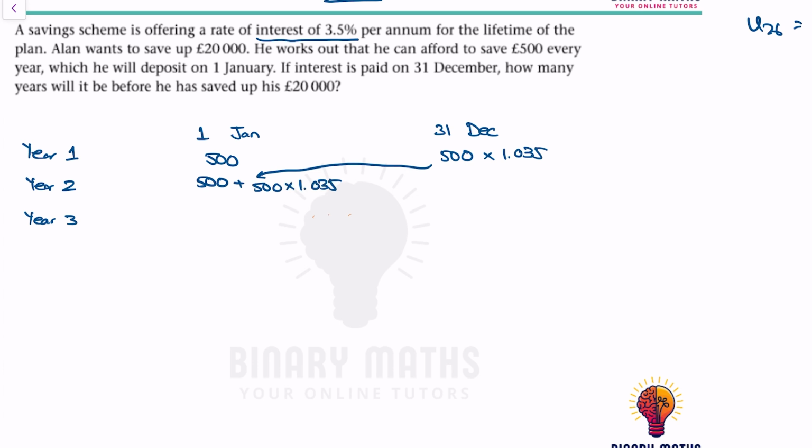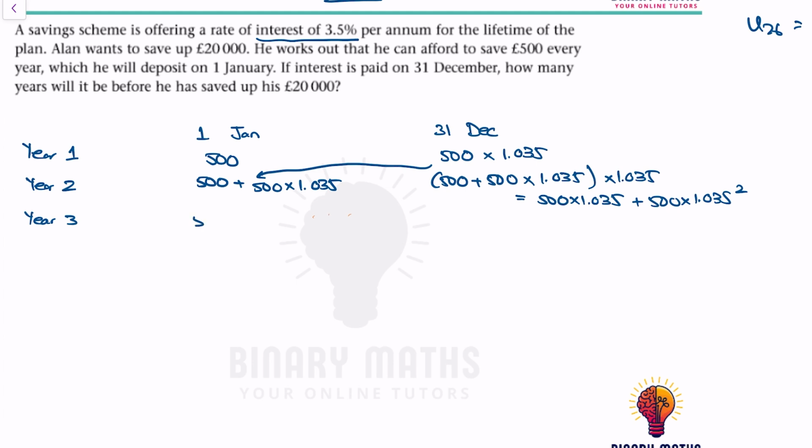Now by the 31st of December, this amount in January 1st, which is 500 plus 500 times 1.035, will also be multiplied by 1.035. So you end up getting 500 times 1.035 plus 500 times 1.035 squared when you multiply out the bracket. Let's just do one more to see the pattern.